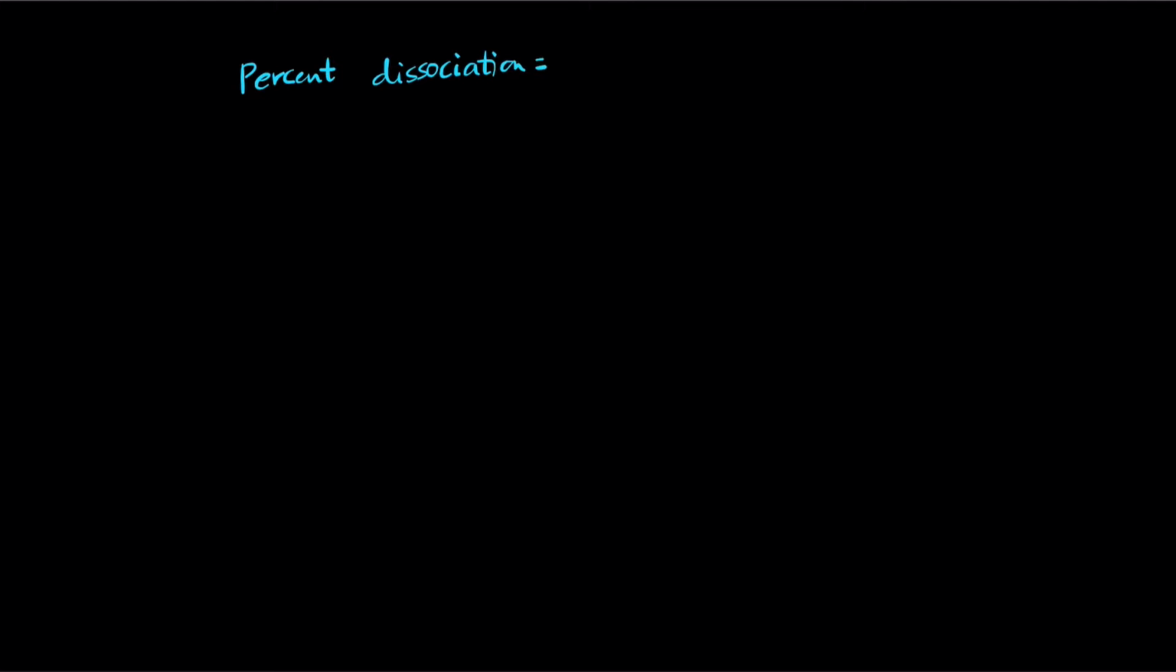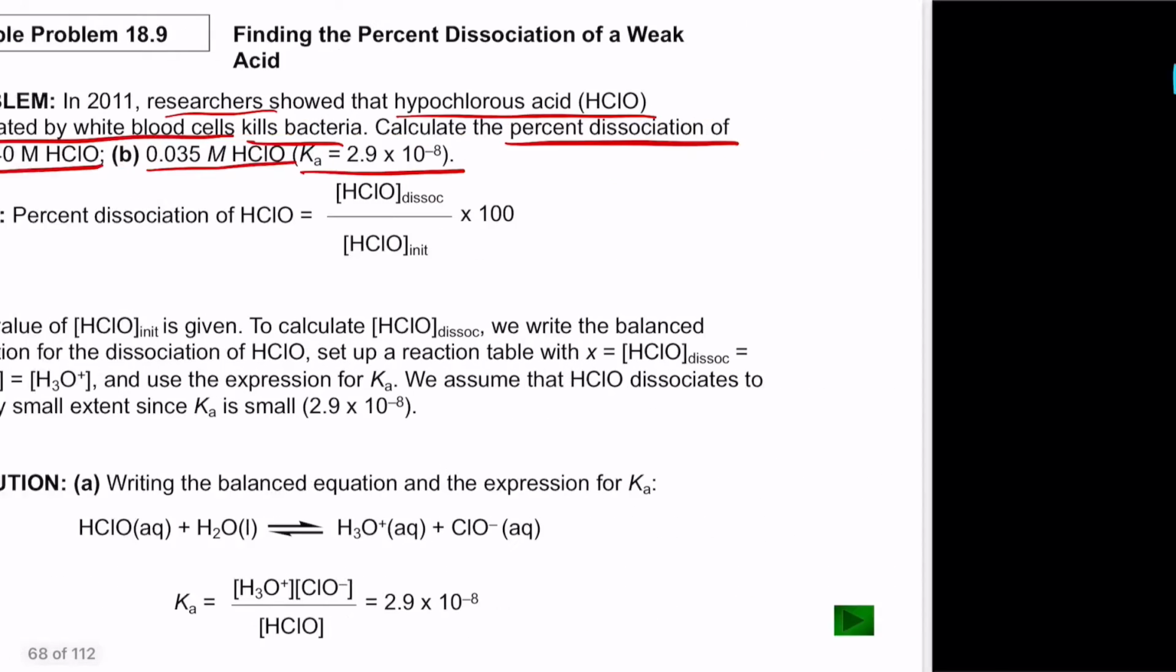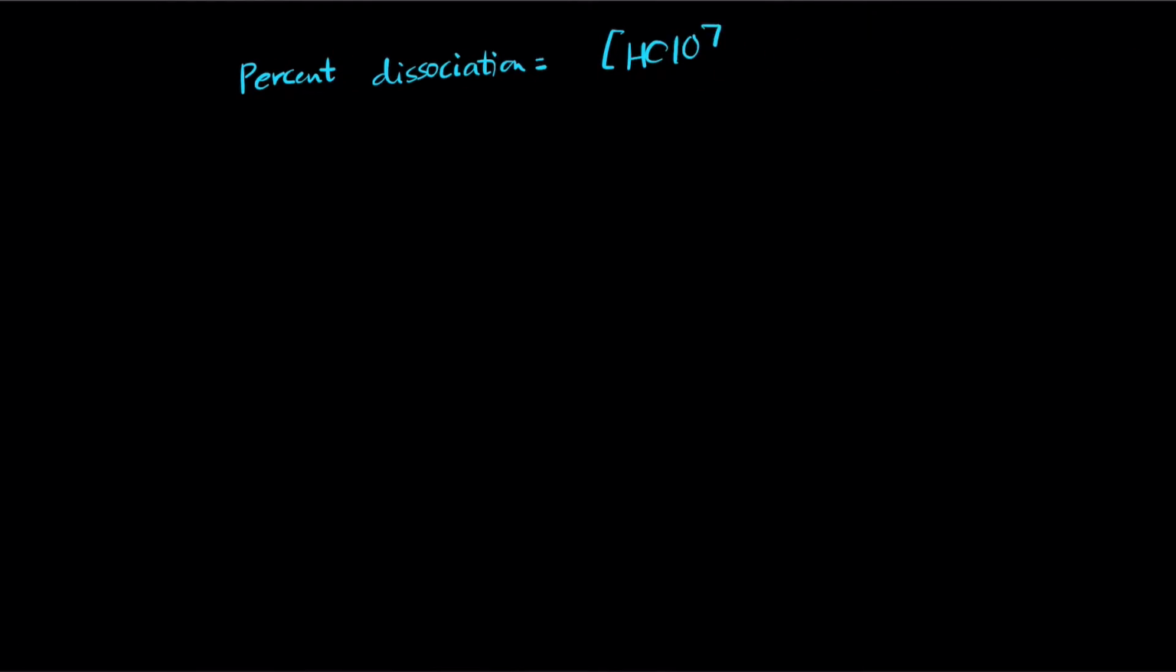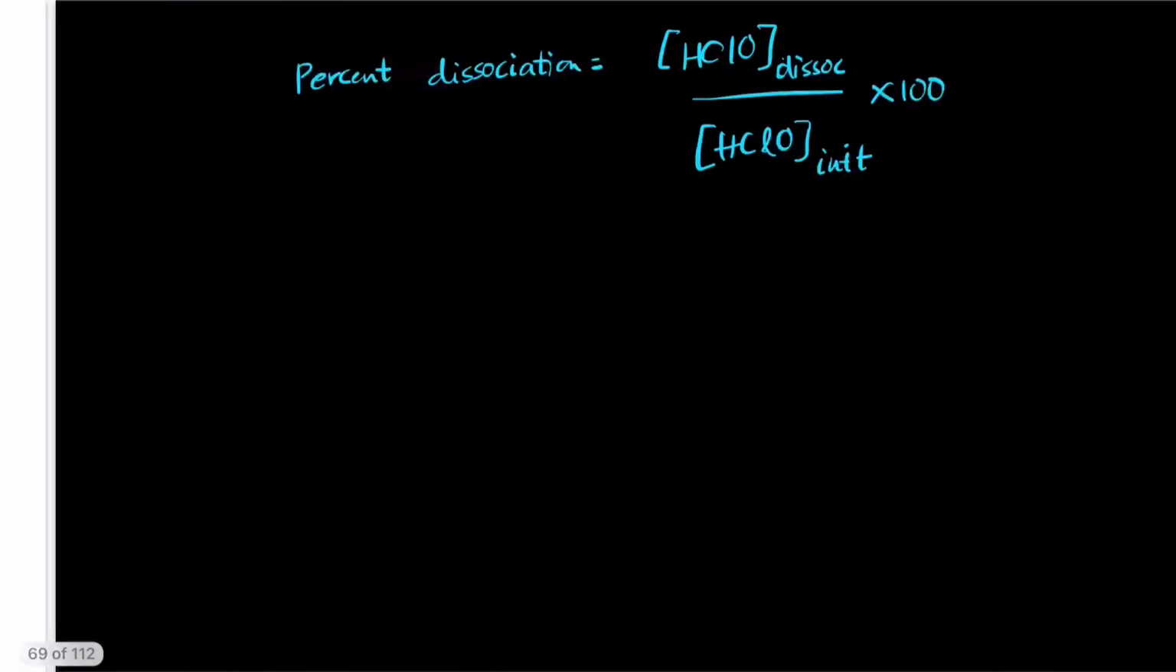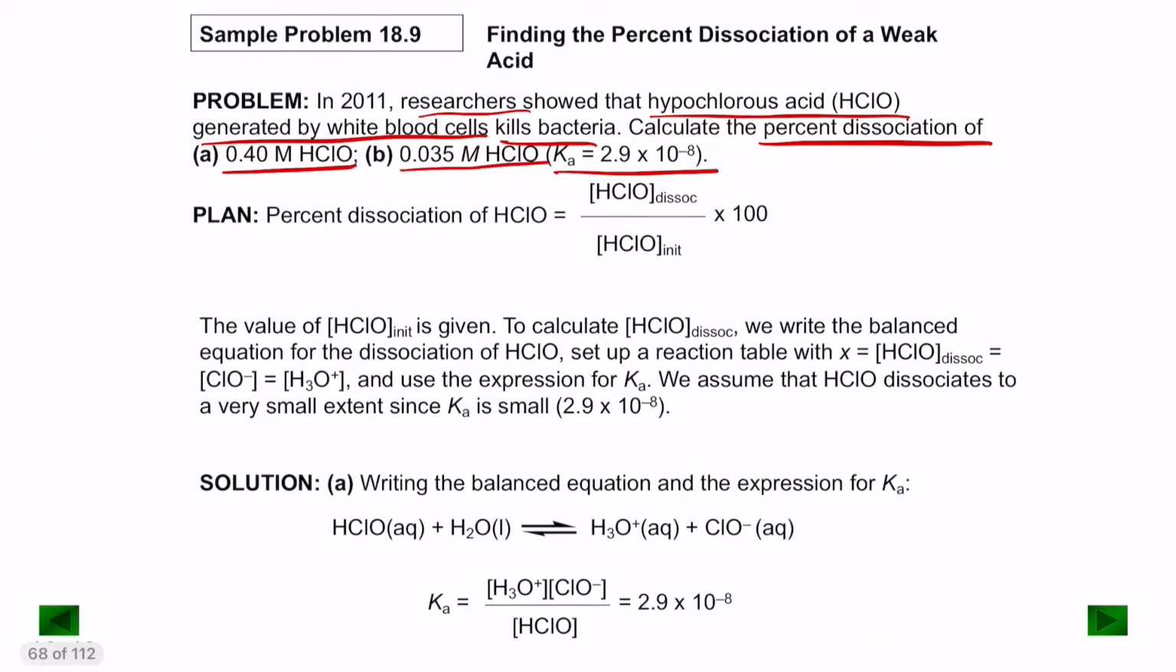So that is the dissociated value, which is HClO dissociated over HClO initial, times 100. So this is the percent dissociation of HClO. Now, to calculate the HClO dissociated, we might have to calculate the actual H3O+ concentration.